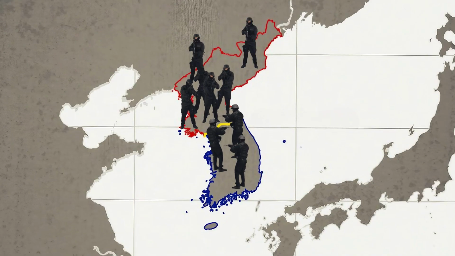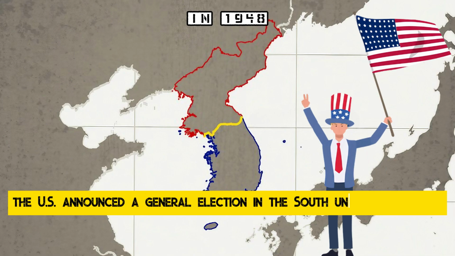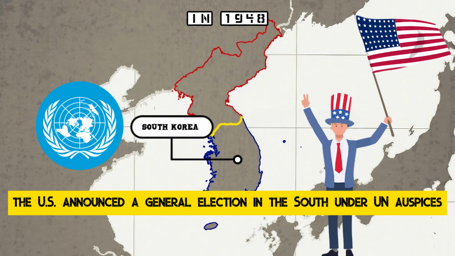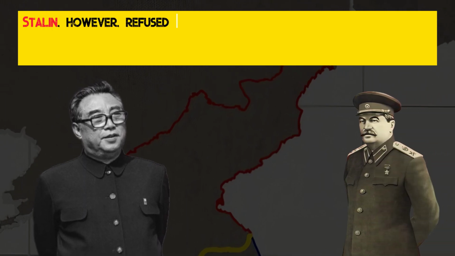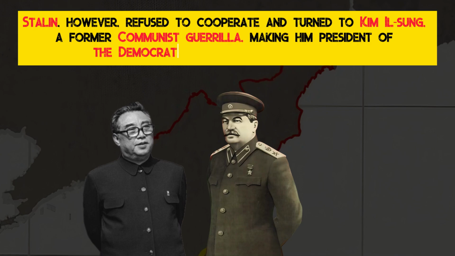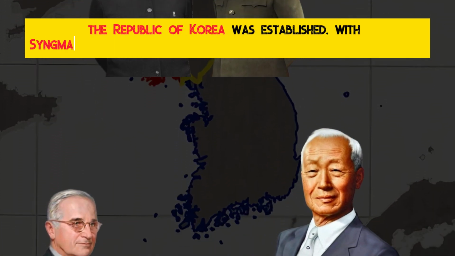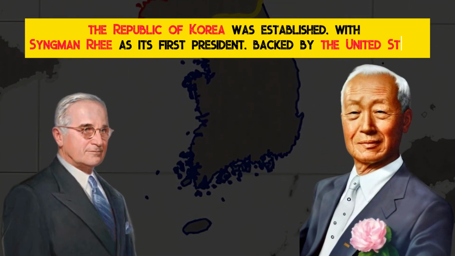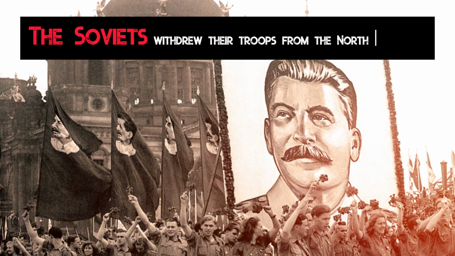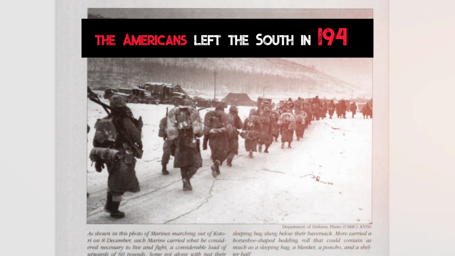Tensions between the two Koreas mounted, and in 1948, the US announced a general election in the south under UN auspices. Stalin, however, refused to cooperate and turned to Kim Il-sung, a former communist guerrilla, making him president of the Democratic People's Republic of Korea. In the south, the Republic of Korea was established, with Syngman Rhee as its first president, backed by the United States. The Soviets withdrew their troops from the north in 1948, and the Americans left the south in 1949.